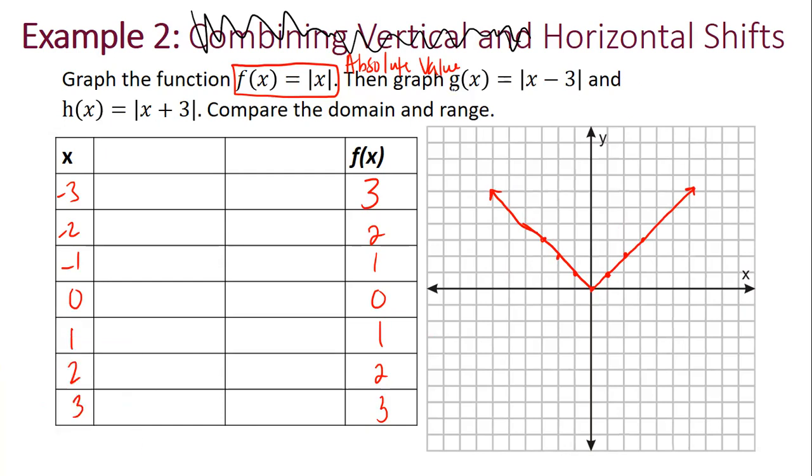Changing my color. Now let's look at our g of x. Our g of x says absolute value of x minus 3. What did we say about our x's? Our x's are liars. So it looks like it wants us to go to the left, but it actually wants us to go where? To the right.